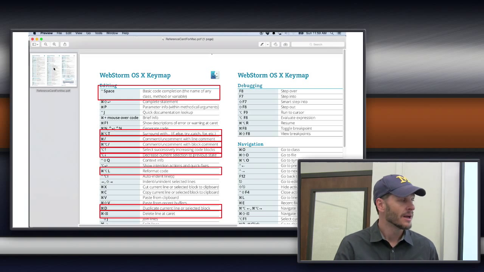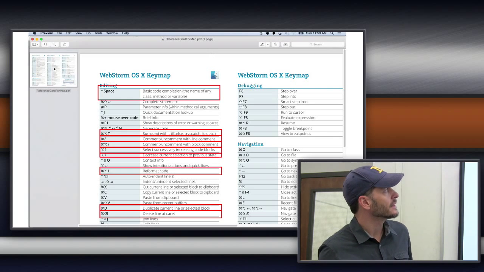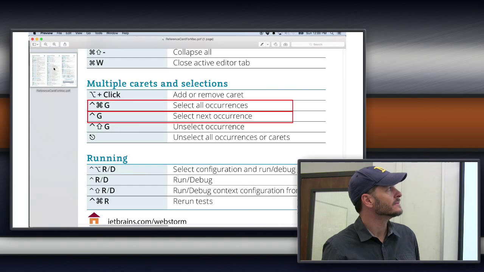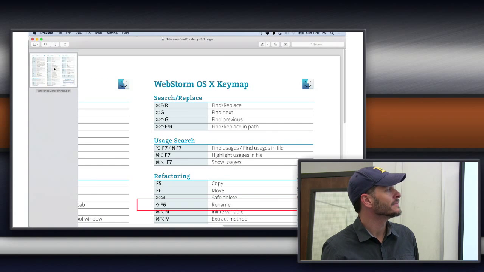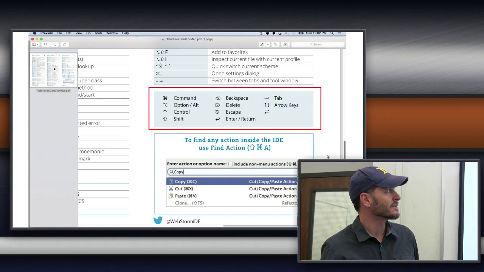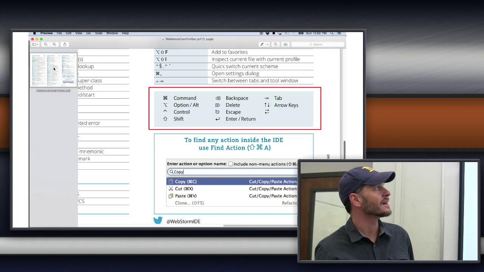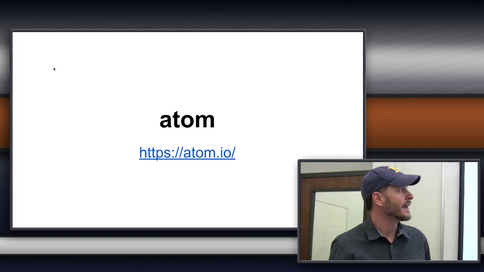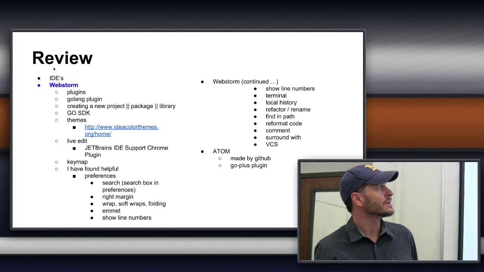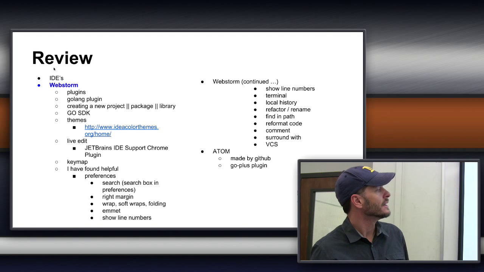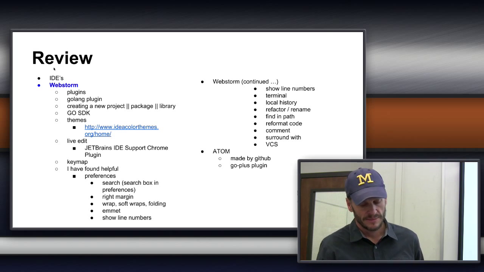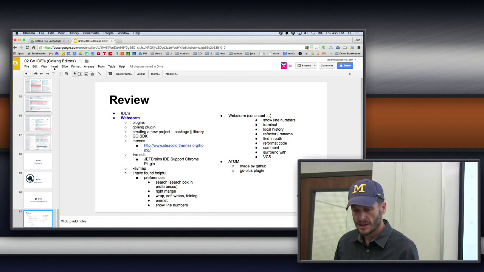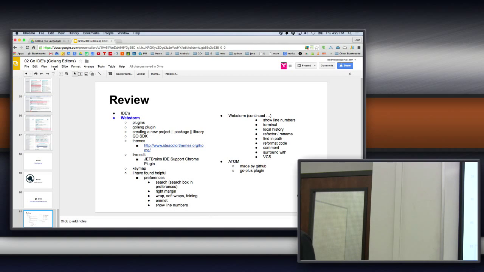These are the commands I really like, so I just highlighted them for you. You can look at them later. And then sometimes I'm like, what? What's that symbol? Oh, that's option. And then Atom. All right. So there's a little bit of a review. And that's everything we just covered. So, the end. Anybody have any questions?